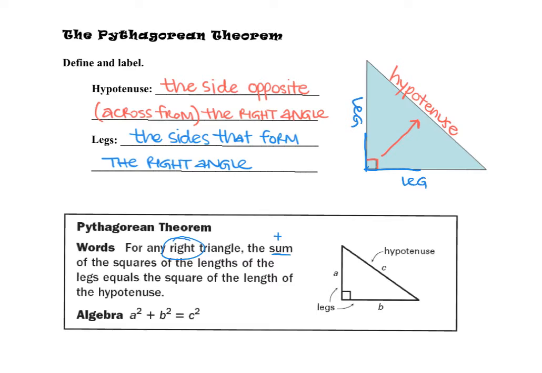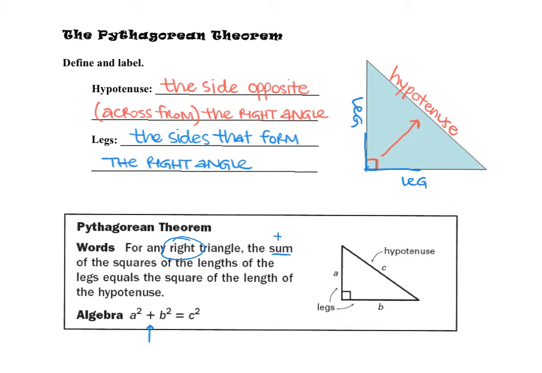It does not matter which leg is a and which leg is b because we're adding them. We know that in addition, the order doesn't matter. So it doesn't matter which leg is a and which leg is b, but the legs have to be a and b. And then c is always the hypotenuse. And so if we add the squares of the legs, that would equal the square of the hypotenuse.